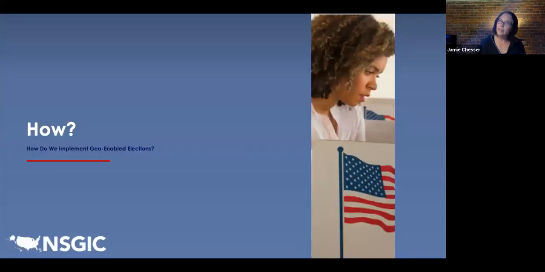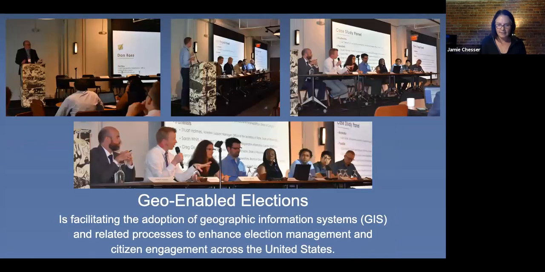So how do we implement geo-enabled elections? Well, I would say bring together some folks that are passionate about GIS technology and geography and elections. And that's exactly what NSGIC has done in establishing the Geo-Enabled Elections Project, which is the vehicle to move this concept forward. And you can learn more about the concept and the Geo-Enabled Elections Project at elections.nsgic.org.